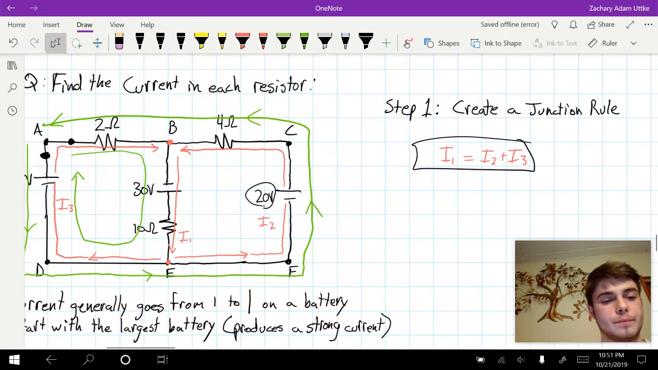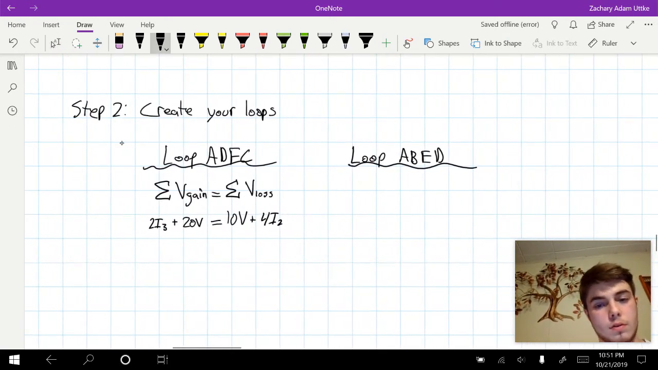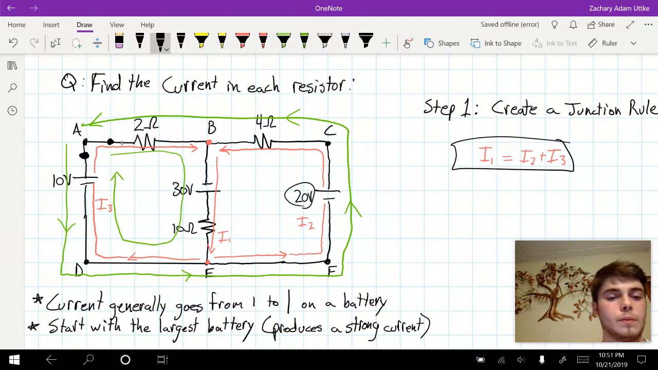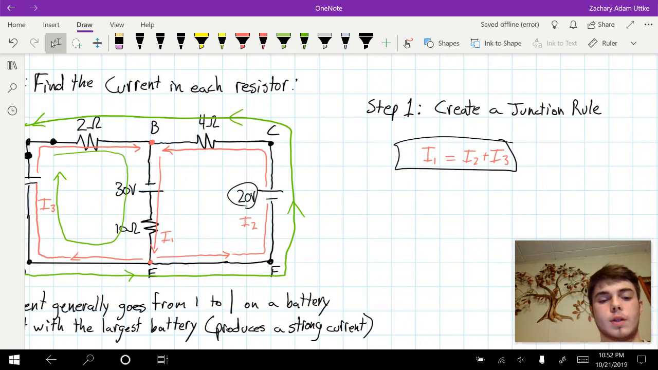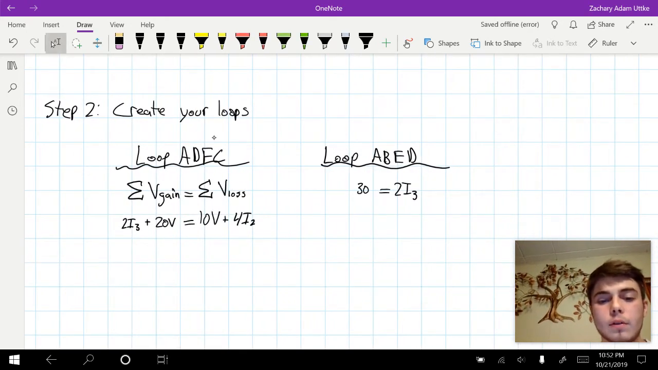So 2I3, just like that on the loss side. Okay, now let's keep moving. We get to point B, and then we go down, and we go through this 30 volt battery. And we're going through the battery the correct way. So that will be a voltage gain. So on the gain side, we write 30 volts.